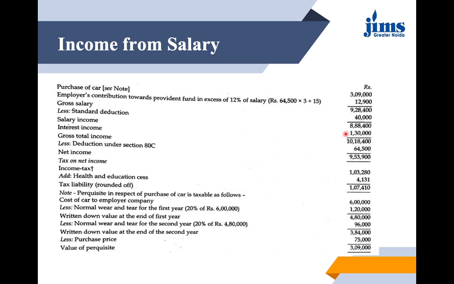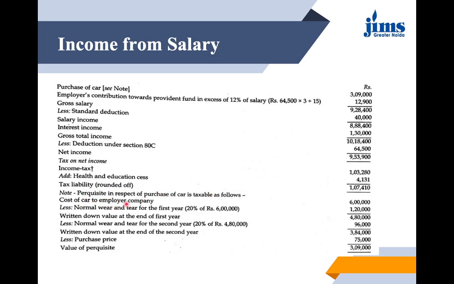Then we are supposed to add the interest income and obtain the gross total income. Further, we can provide the deduction under section 80C for 64,500, and the net income comes out to be 9,53,900. Then further we can calculate income tax on this and provide 4% health and education cess also on that. Perquisite in respect of purchase of car can be taxable in this way.